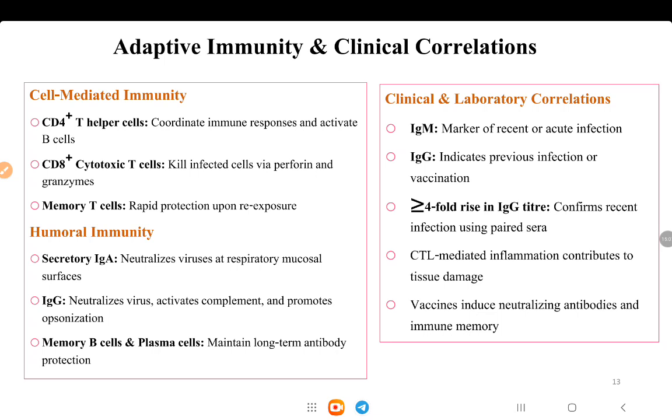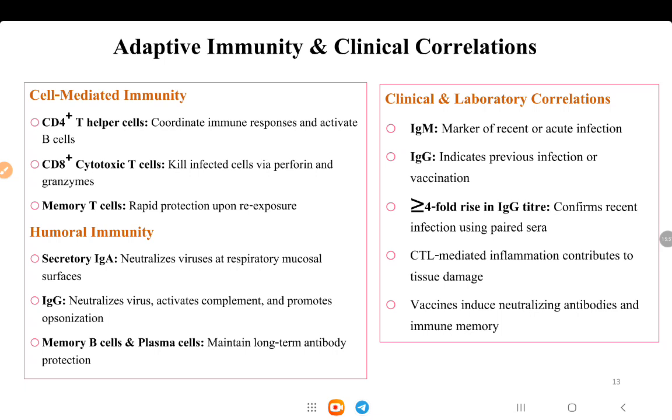Laboratory serology depends on this immune response, measuring IgM or IgG antibodies, which helps in the diagnosis of acute, chronic, latent, or past infection. Immunological markers like IgG or IgM help in diagnosis, epidemiological surveillance, and vaccine evaluation. Memory T cells and B cells provide long-lasting immunity and form the basis of successful vaccination. We find that IgM is a marker for recent or acute infection, and IgG indicates previous infection or vaccination.